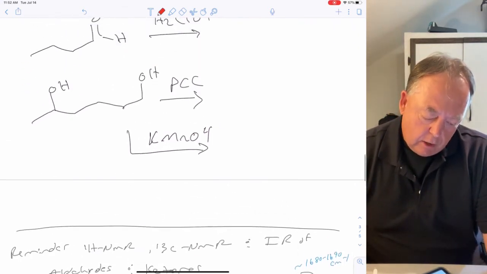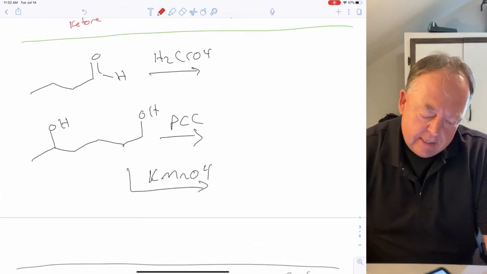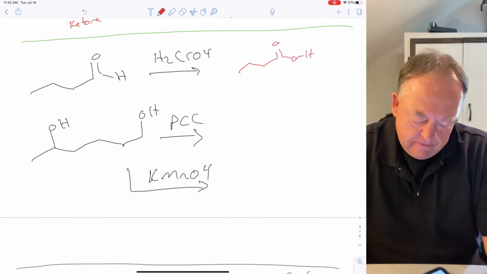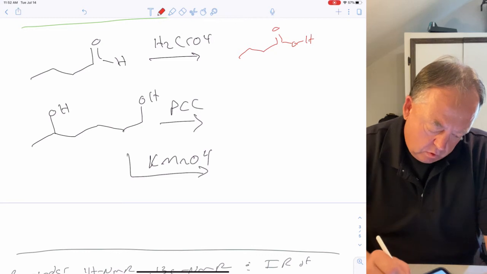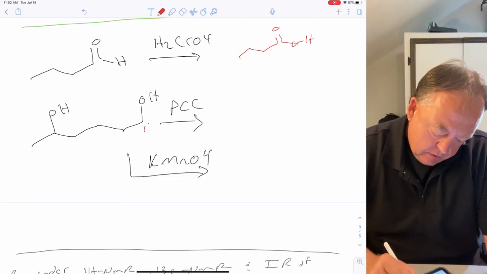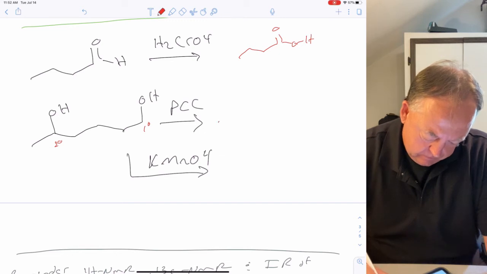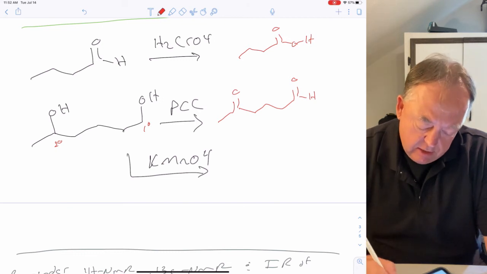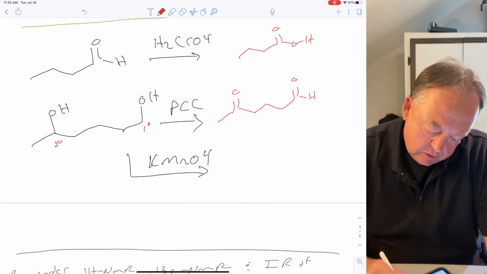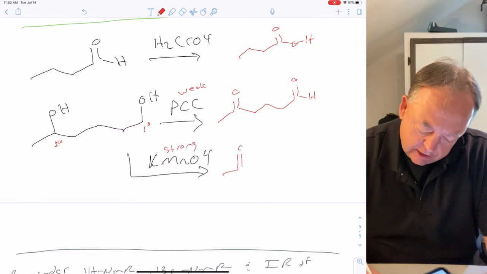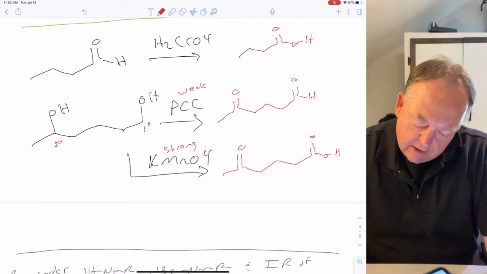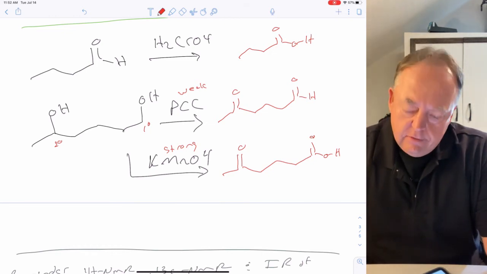Okay, so just to predict a few products, if we took this aldehyde with chromic acid, then it would oxidize to the carboxylic acid, right? Or if you took this primary alcohol and secondary alcohol, that would oxidize to the aldehyde and ketone. But if you use the KMnO4, so this is weak or mild and this is strong, then you still oxidize the secondary alcohol to the ketone, but the primary alcohol would go to the aldehyde, which would then oxidize to the carboxylic acid.